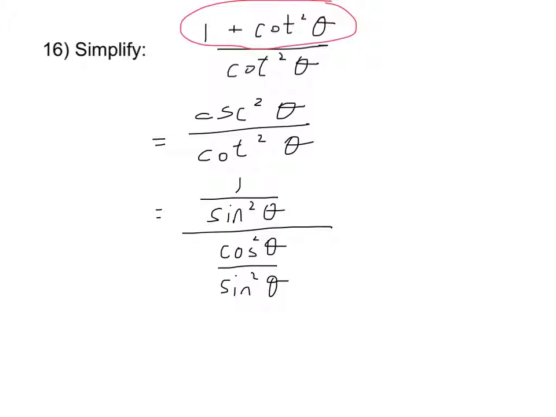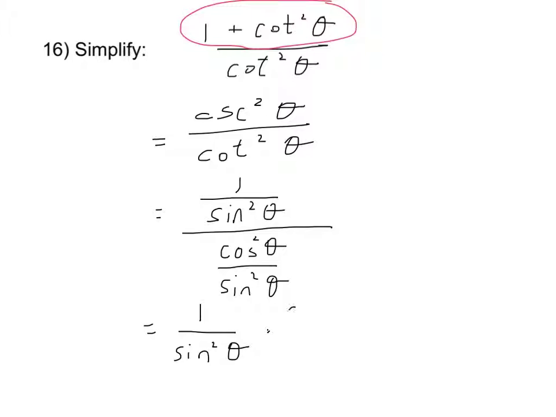Cool. So now I just have a complex fraction. No pluses or minuses, nothing weird at all. Everything's a single fraction on the top and the bottom. So go ahead and think of it as dividing fractions. So I can multiply by the reciprocal of the bottom. So I have my first fraction, 1 over sine squared of theta.